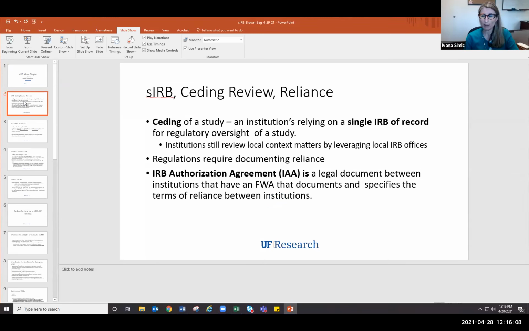But most importantly, I'd like to hear from you, because now we as an institution, you as researchers and research coordinators, and we as the IRB have rich experience in the single IRB domain. We have developed many relationships with institutions that we work with. Institutions have adjusted to the new regulatory requirements and collaborate better than they used to.